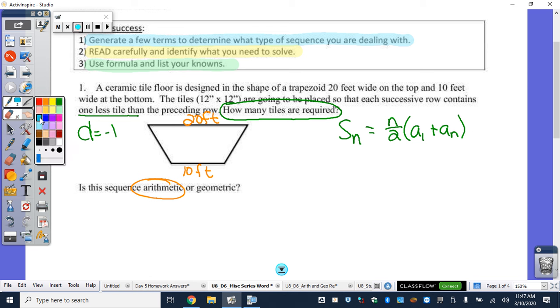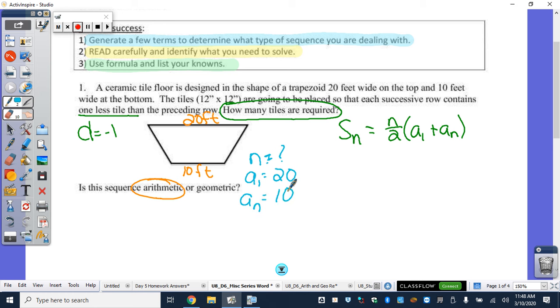So based on our picture, do we know n yet? No. We don't actually know how many rows we have yet, so we've got to figure that out. Do we know our a sub 1? Yeah, right at the top. It's 20 feet. Since the tiles are all 1 foot by 1 foot, that means I'm going to need 20 tiles in my first row. So my first term is going to be 20. How many tiles in our last row? 10. So I know my last term. And the only thing I really need now in order to do my series formula is to know what the value of n is.